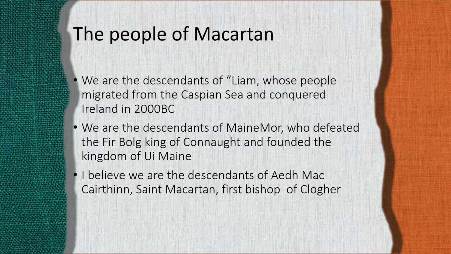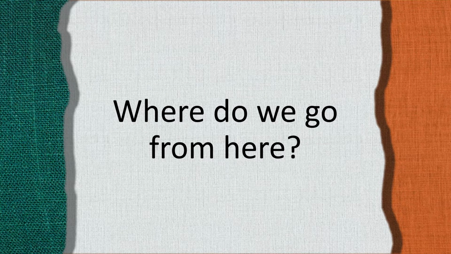So what does this tell us? It tells us that we're the descendants of this man Liam, L21, whose people migrated from the Caspian Sea and conquered Ireland around 2000 BC. We're the descendants of many more who defeated the king of the Firbolg of Connaught and founded the kingdom of the Hymeni. And I believe we're descended from Aedh Macartan, Saint Macartan, the first bishop of Clogher. But where do we go from here?